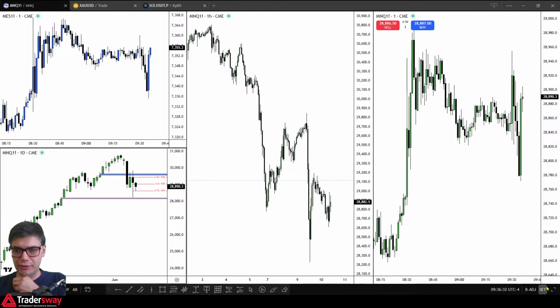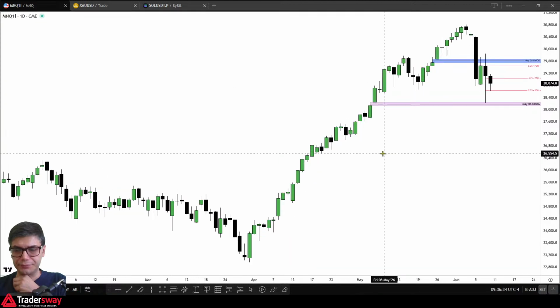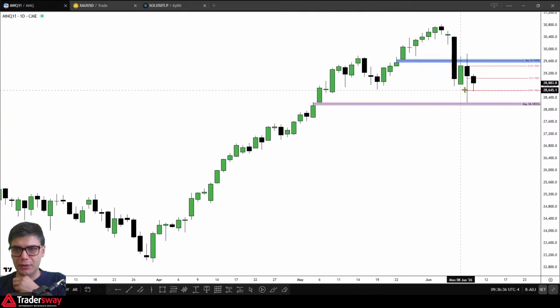First, let's take a look at the daily chart. I have measured the previous day's range. That's 75%. The price came there and is having a return.